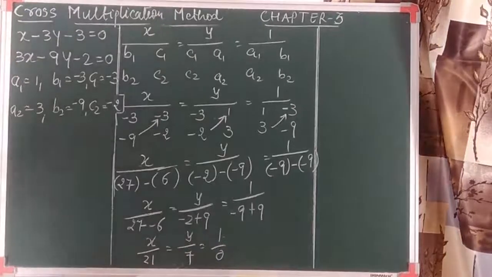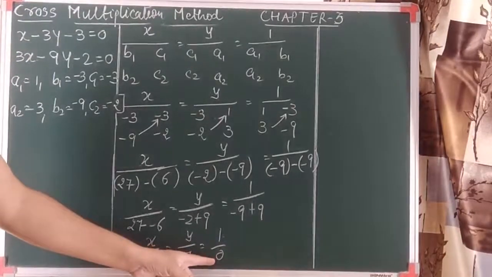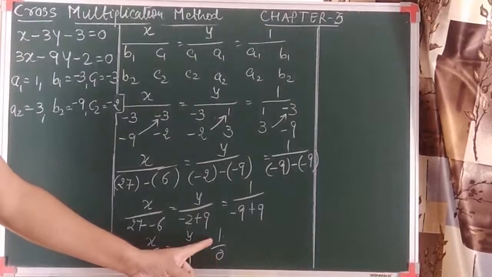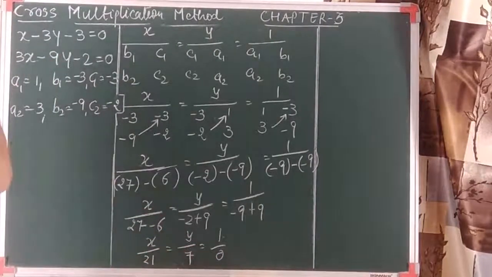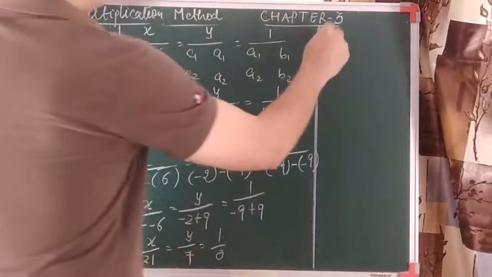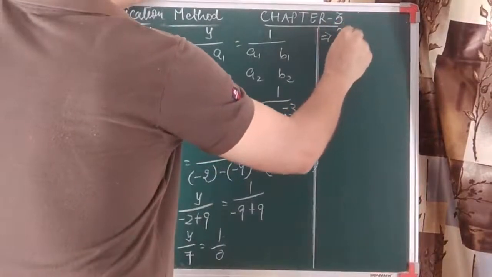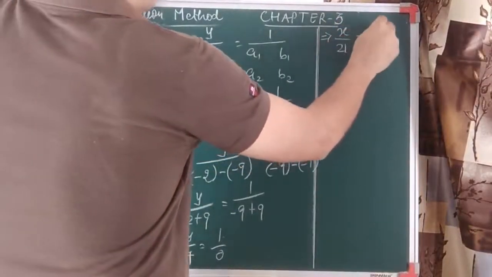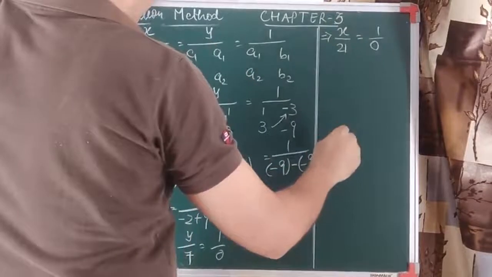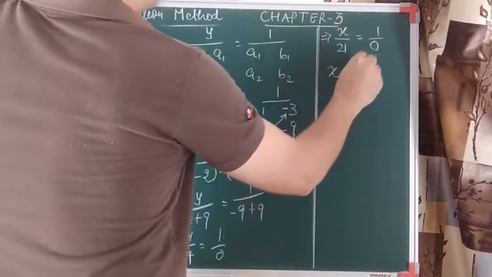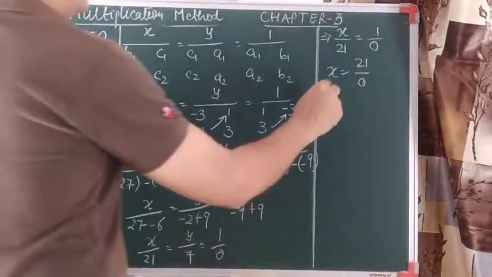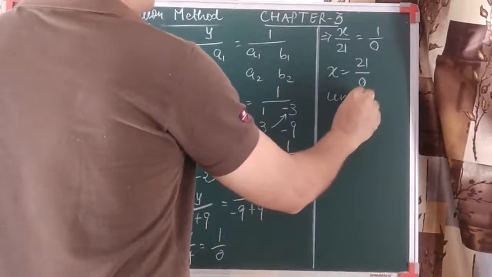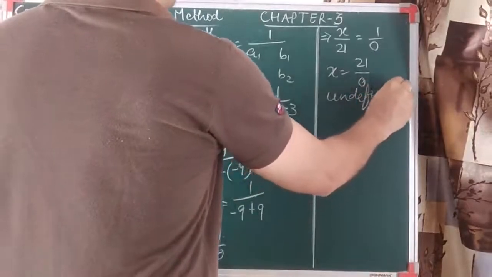So as I discussed earlier also, 0 won't be considered as a denominator, otherwise this value would become undefined. So that is why it is a matrix form, that you will discuss again in the 11th standard. So now compare x and the constant. So it is x upon 21 equals 1 upon 0. So you can see that x equals 21 upon 0. Now this is considered as 0, so that is undefined. So this won't be possible, we will not obtain this answer.